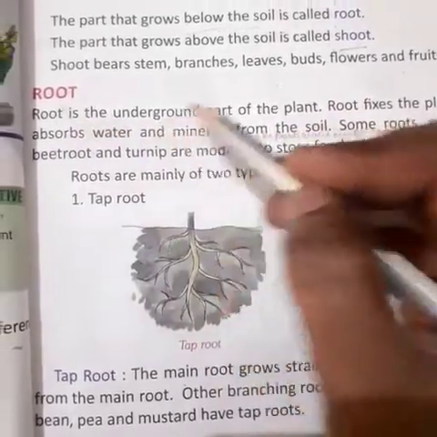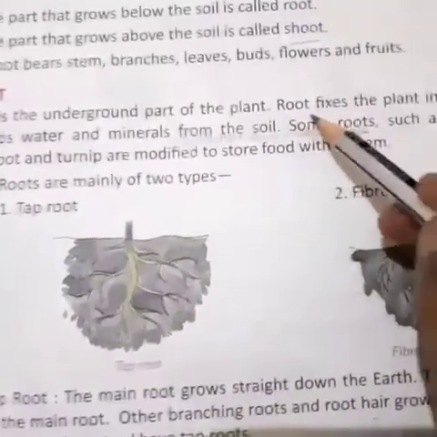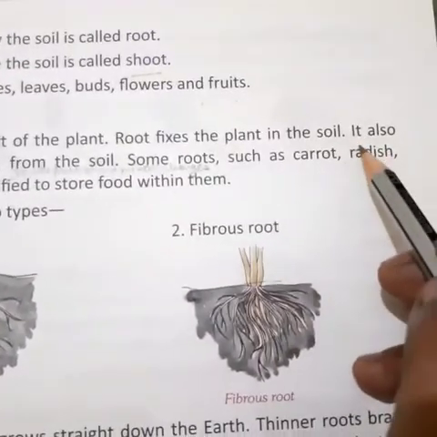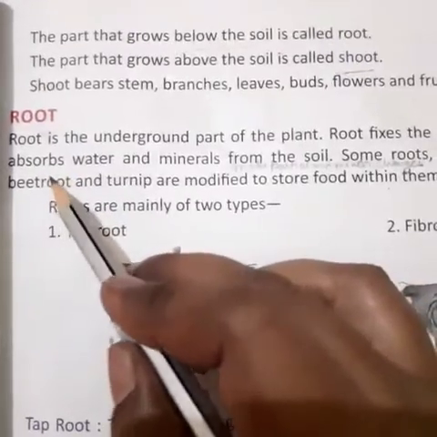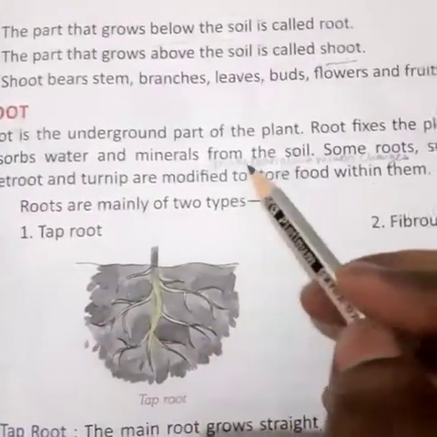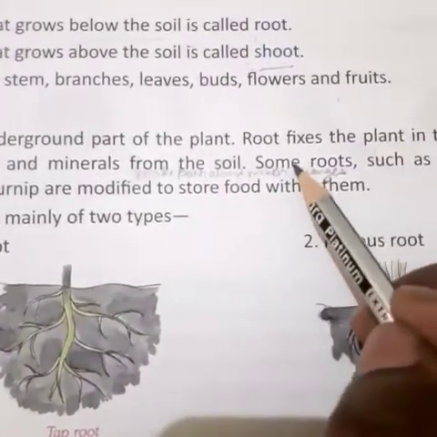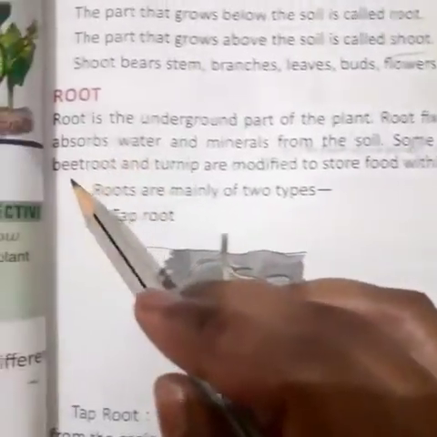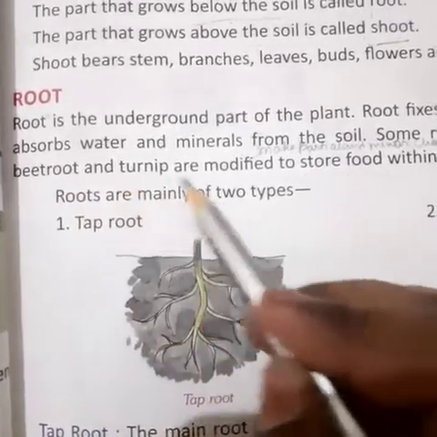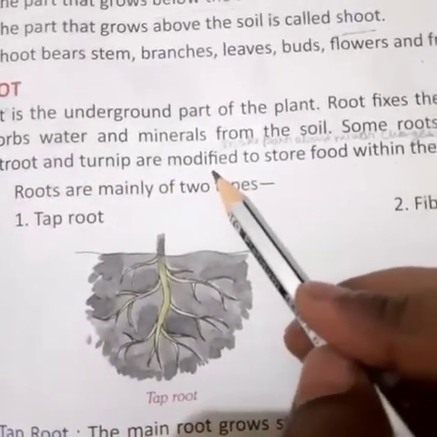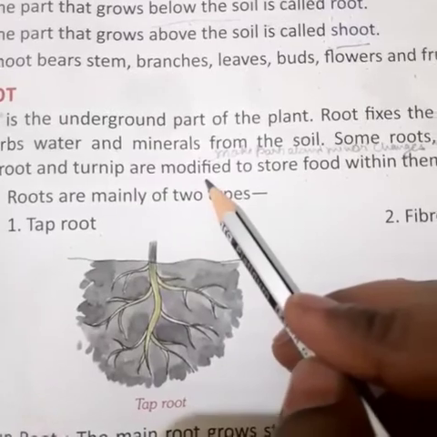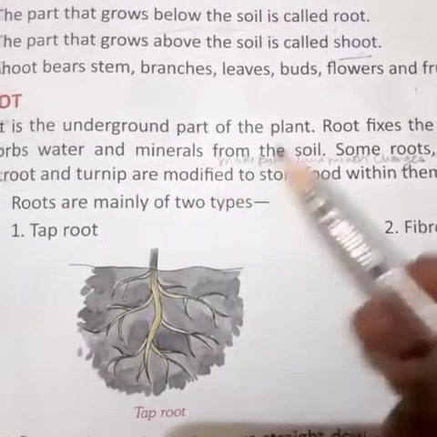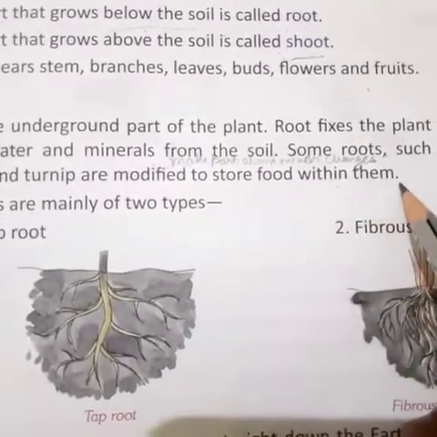Root is the underground part of a plant. Root fixes the plant in the soil. It also absorbs water and minerals from the soil. Some roots such as carrot, radish, beetroot and turnip are modified. Modified means made partial and minor changes to store food within them.